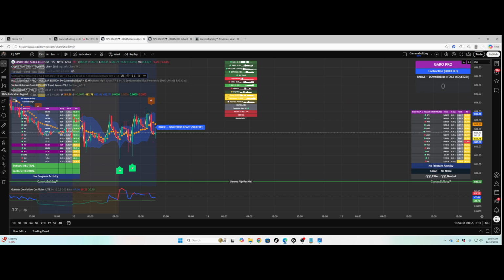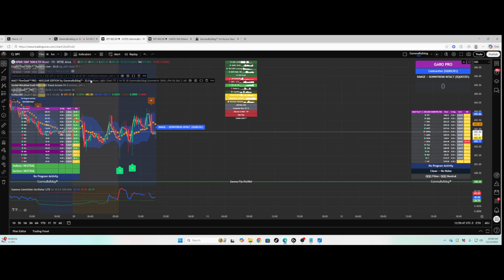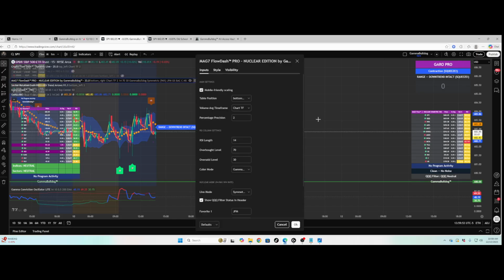So the folks that have purchased the Vault, you don't have to have all these things called up, right? You just say, hey, I don't want to see the Gamma Dash, get rid of that guy. I don't like the Garo Pro, get rid of that guy. Mag 7 Dash, same thing. And all of these have mobile friendly scaling. So look down at the bottom right here, gets bigger.